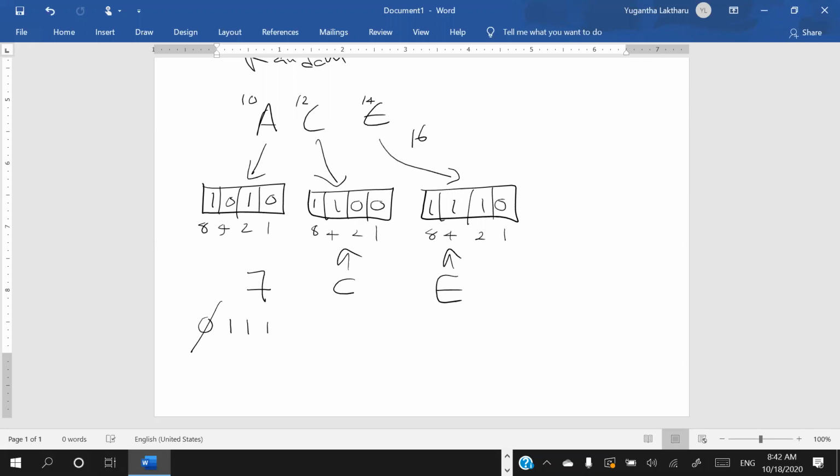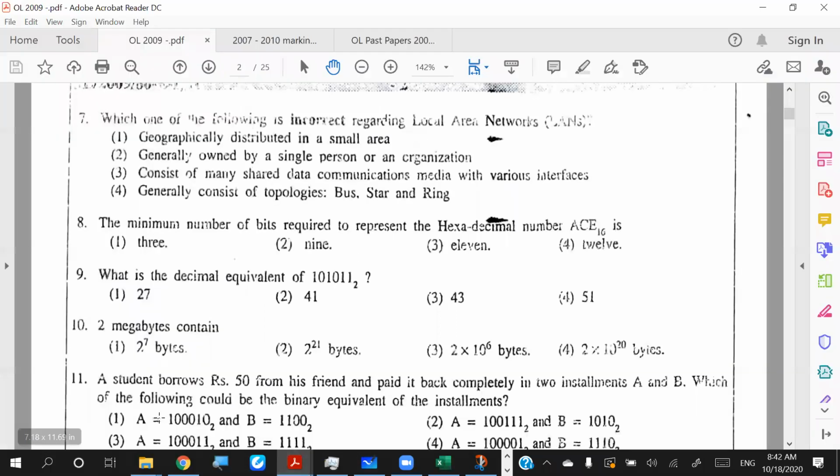Great. How about the others? Right, great. Let's discuss the 10th one and end the session for today, right? So the 10th one means, yeah, 2 megabytes contains, right? This will take a little time to discuss. Okay, never mind. Since it is 8:43, let's end the session from this point.